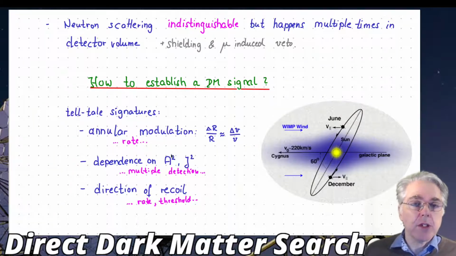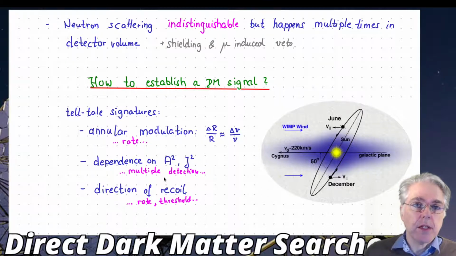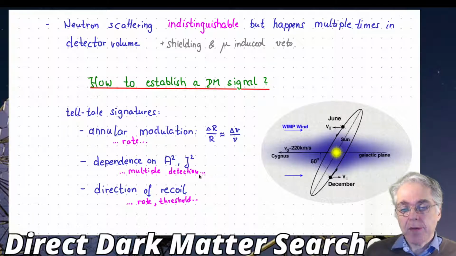Otherwise, there's some effect which is background related. And also some of the dependencies are characteristic. So this is really a cross-check that can be performed to rule out that this is something which is background.